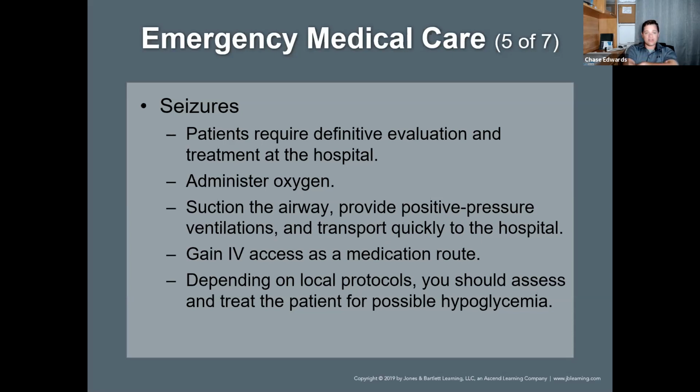You want to administer oxygen to these patients that have experienced these seizures. So with a recurrent seizure, you need to protect the patient from further injury and manage the airway after the seizure ceases. For patients who continue to have a seizure, or as in a status epilepticus, you need to make sure you suction the airway, provide PPV or bag mask ventilations, and transport quickly to a hospital. If you have the option to rendezvous with a paramedic, you should do so.